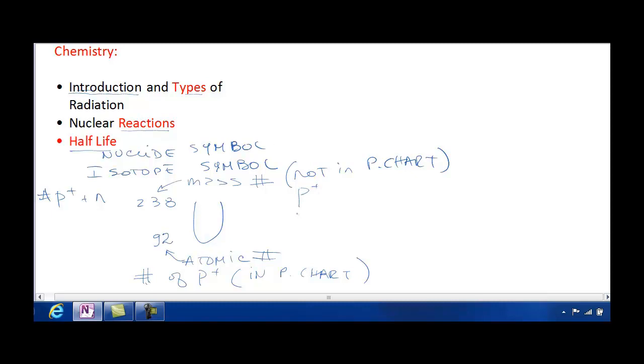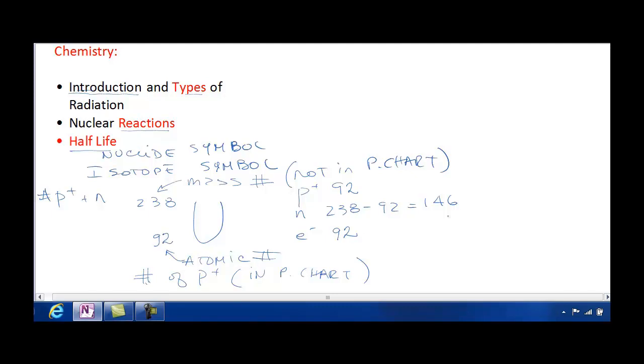So if I ask you, tell me how many protons, neutrons, and electrons are there here, what do you say? Number of protons? 92. Number of electrons? 92. Number of neutrons, how do I get that? 238 minus 92, and that gives me what? 146, which gives me neutrons. So up to here, we remember, nobody's lost. We're all in the right place.